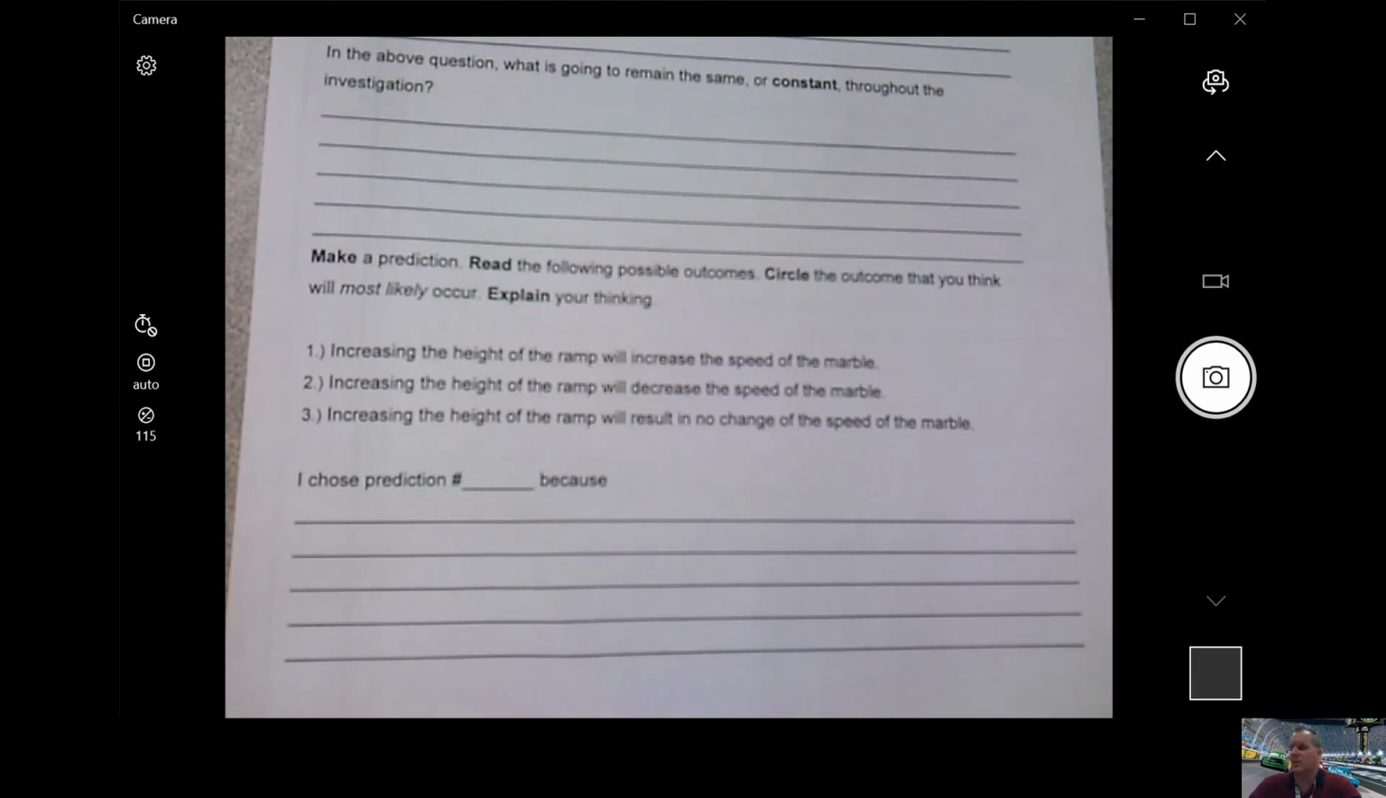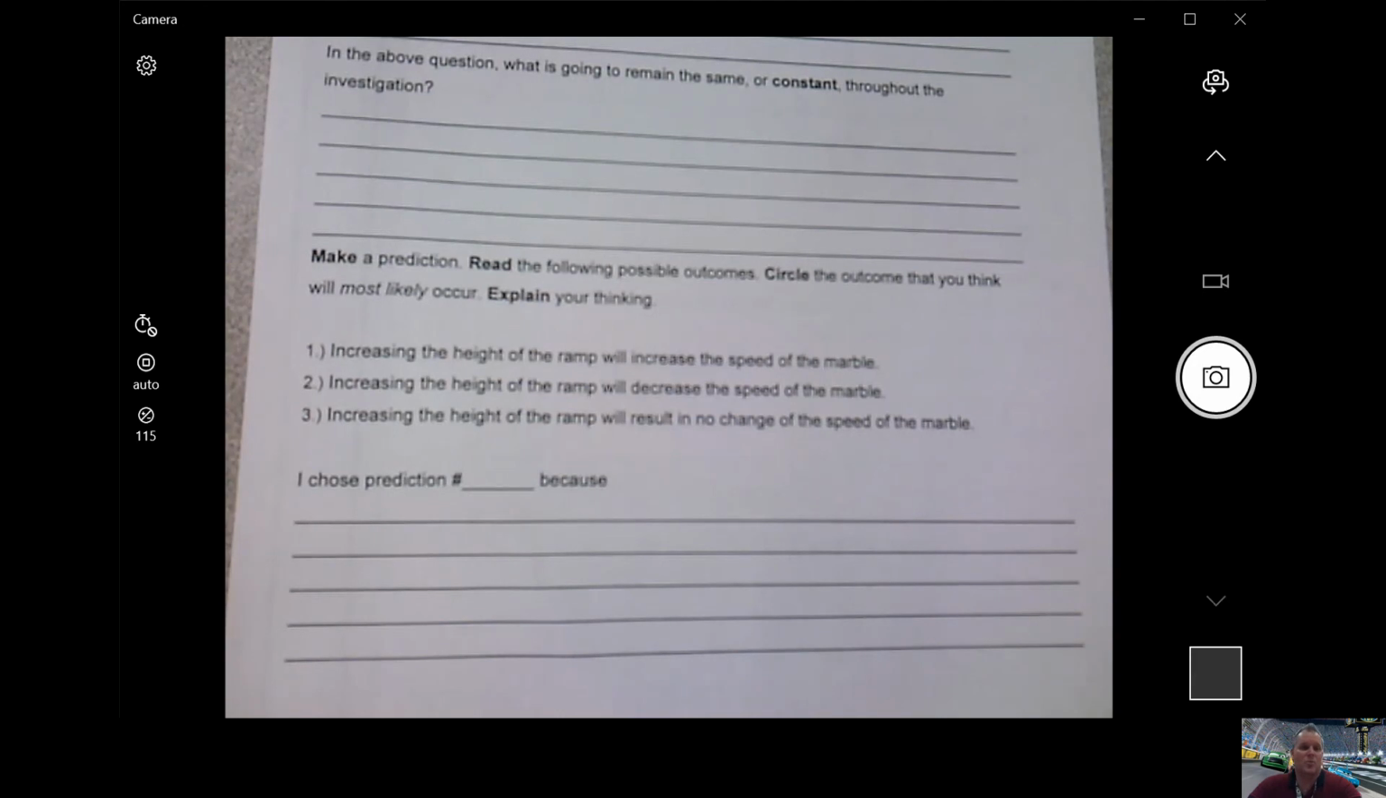So you really want to look at the trends. It could happen where the ramp height didn't affect anything. It just kept going the same speed, no matter what. That could happen. I've seen that happen in experiments. What do you think is going to happen?